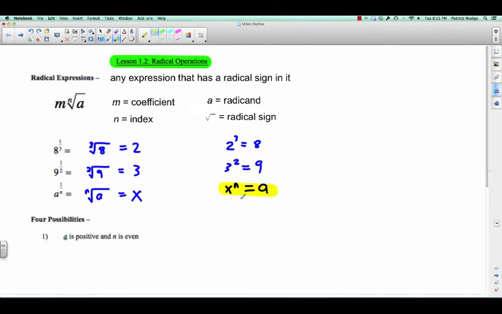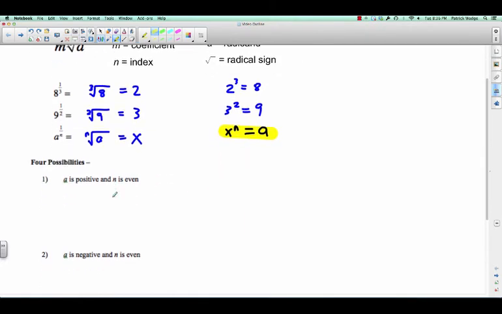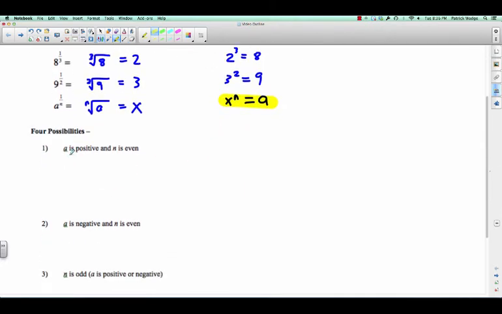We're going to look at 4 different possibilities for this case right here. The first case is when a, this number right here, is positive, and when n, the exponent right here, is even. So an example of that would be something like x squared equals 25, right? Our n value is 2, and that's an even number. Our a value is 25, and that's a positive number.